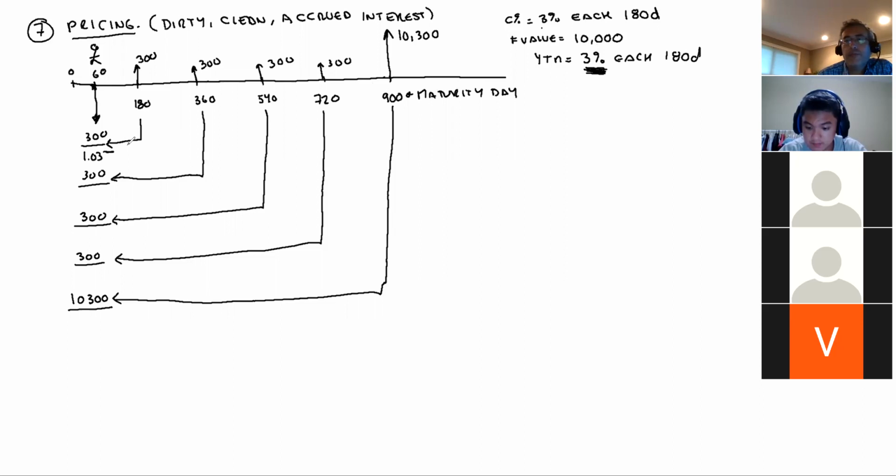120 over 180. Exactly, it's going to be 120 because how many days do I have here, guys? It's only 120. Agree? Do you agree, yes or no? Yes. Okay, so this is going to be 120 over 180. So this one here is going to be 1.03. What goes up? Up is going to be 300.